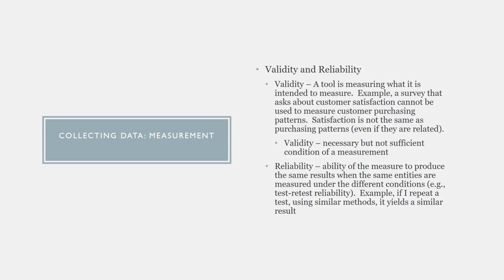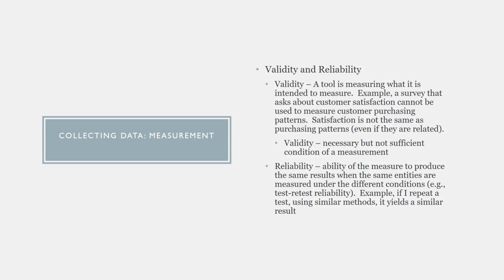So example could be a survey that asks about customer satisfaction. It cannot be used to measure customer purchasing patterns. Even though you might think intuitively that customer satisfaction would lead to better purchasing patterns, you cannot state that a survey that asks about customer satisfaction is going to really truly return any results about purchasing patterns. Even if they're related, that's not what it was intended for. So that is a tool that is going to suffer from lack of validity. Validity is a necessary but not a sufficient condition of measurement.